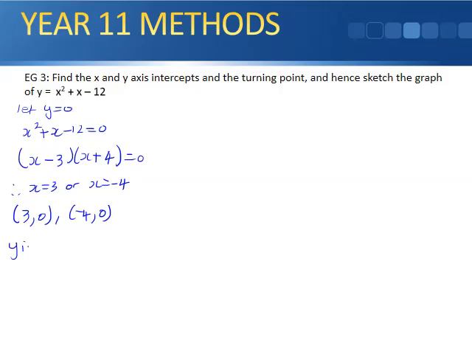For the y-intercept, we put x equal to 0. That's the whole point of factorization. x equals 0 and we get y equals -12. So this one is (0, -12).